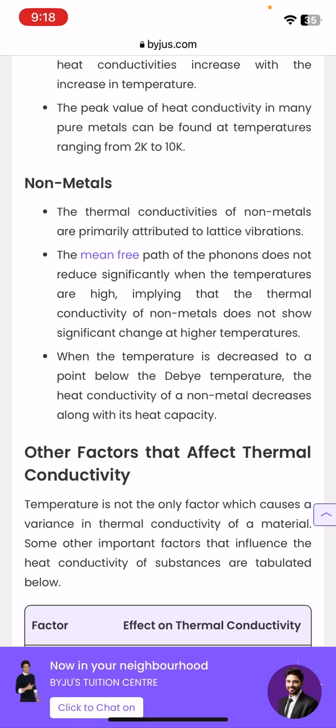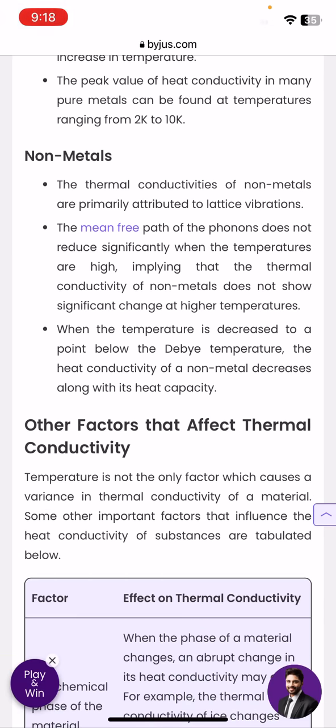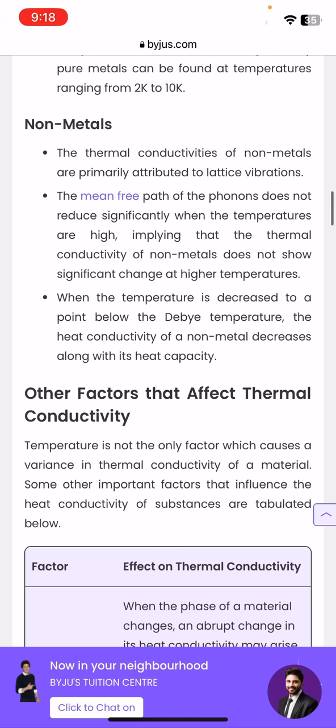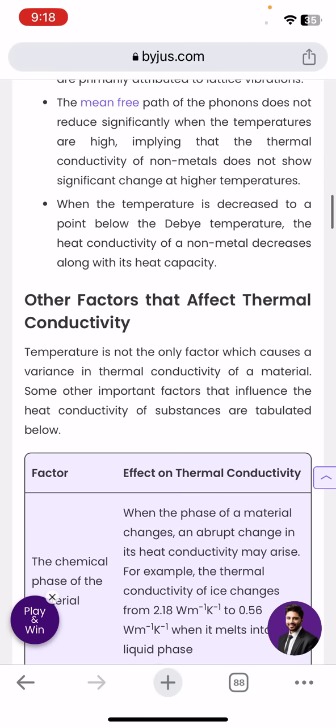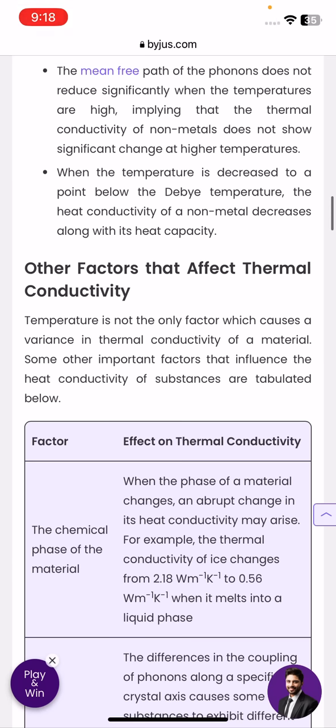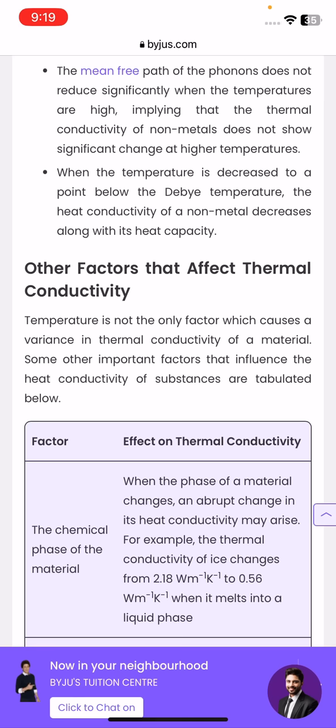non-metals are primarily attributed to lattice vibration. The mean free path of the phonons does not reduce significantly when the temperature is high, implying that the thermal conductivity of a non-metal does not show significant change at a higher temperature. When the temperature is decreased to a point below the Debye temperature, the heat conductivity of a non-metal decreases along with its heat capacity.